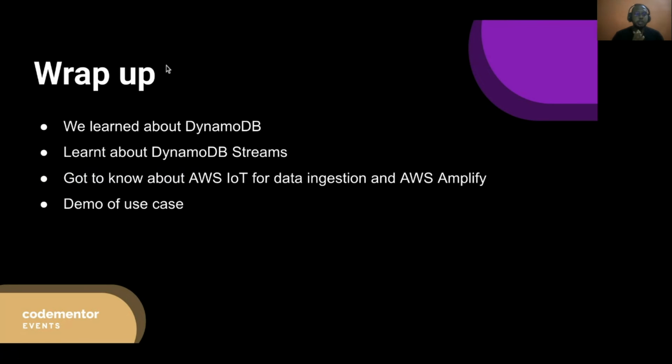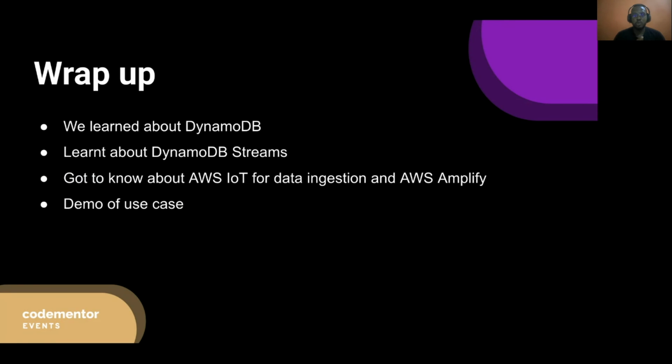Yeah. So in wrap up, we learned about AWS DynamoDB. We also learned what AWS DynamoDB Streams are all about, which allows us to capture changes that happen in DynamoDB in real time and then process them or do whatever we want to do with this particular change data, right? We learned about AWS IoT Core that could be used for data ingestion, and how we could also connect it with multiple clients.